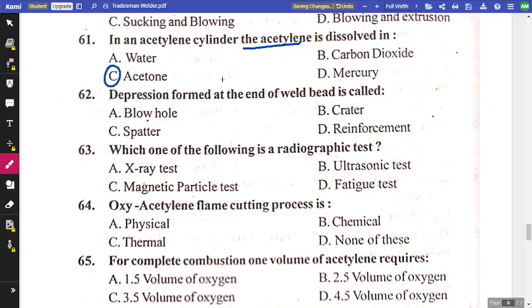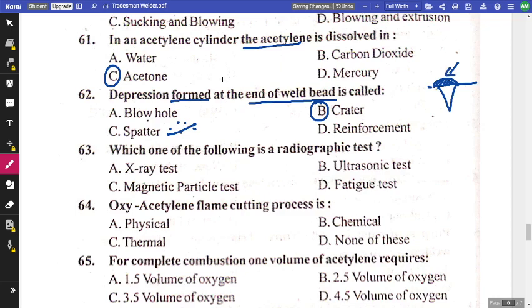Depression formed at the end of the weld bead is called what? Option blowhole, it is not a depression. Crater. Crater is the depression at the end of the weld bead. Spatters we already discussed, it is metal particles thrown from the weld. Reinforcement: in a weld joint, it reinforces the joint by providing some extra amount of metal. This is called reinforcement.